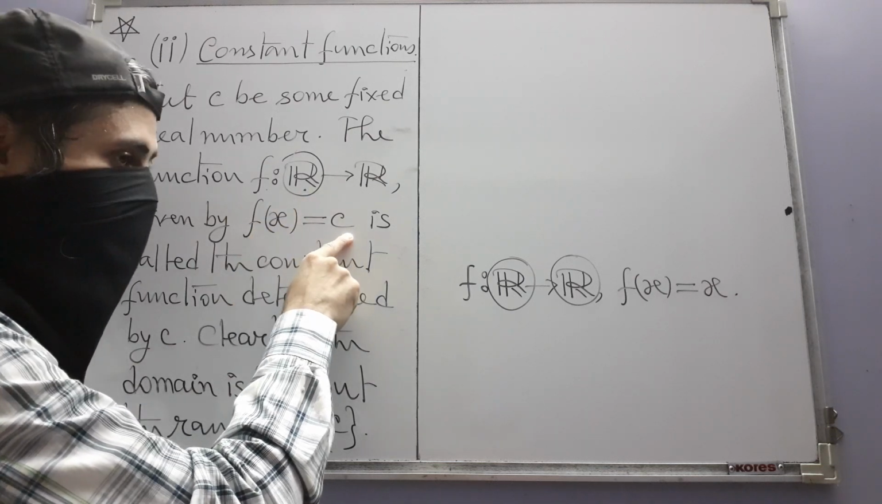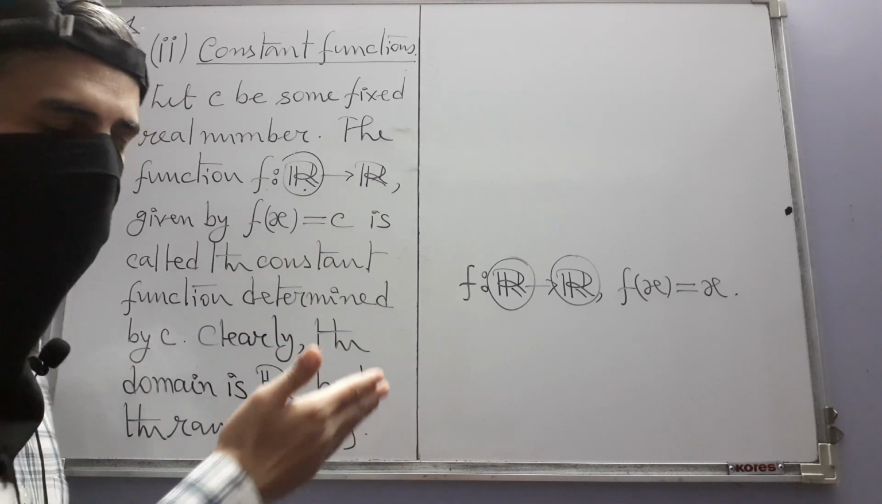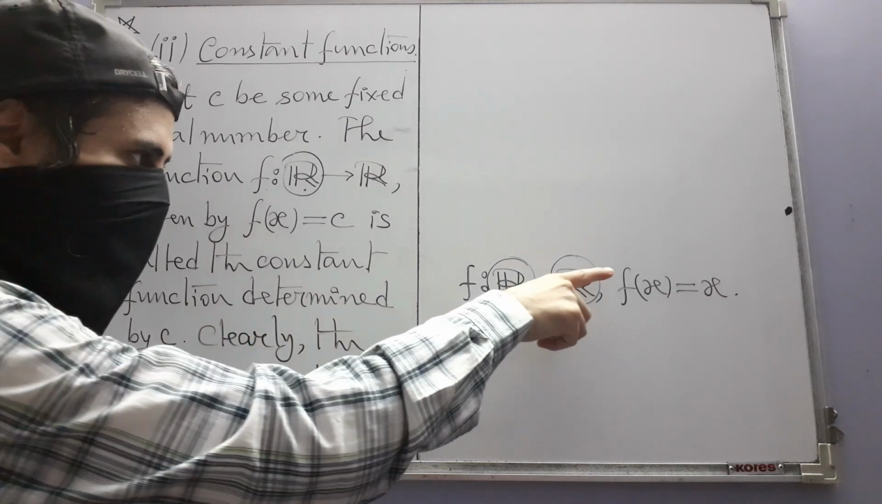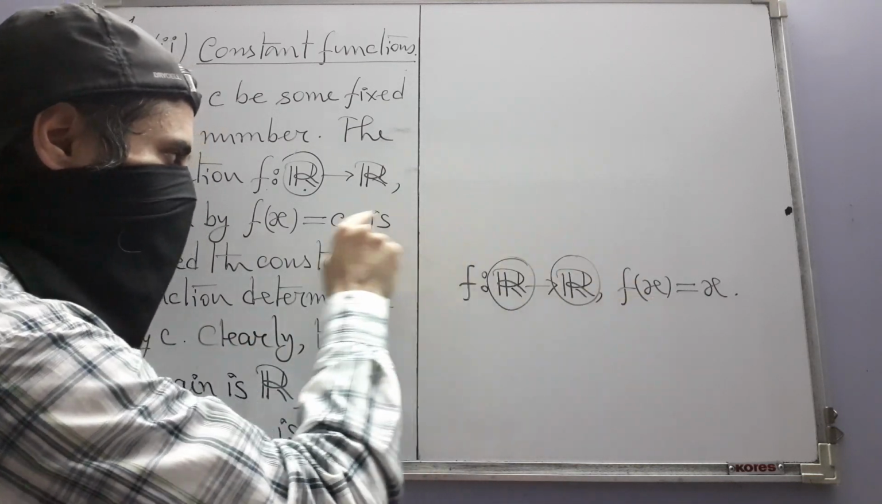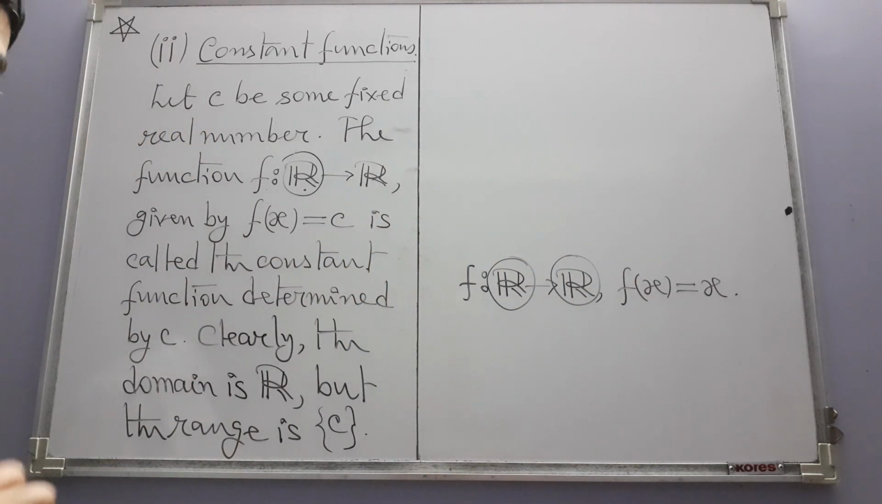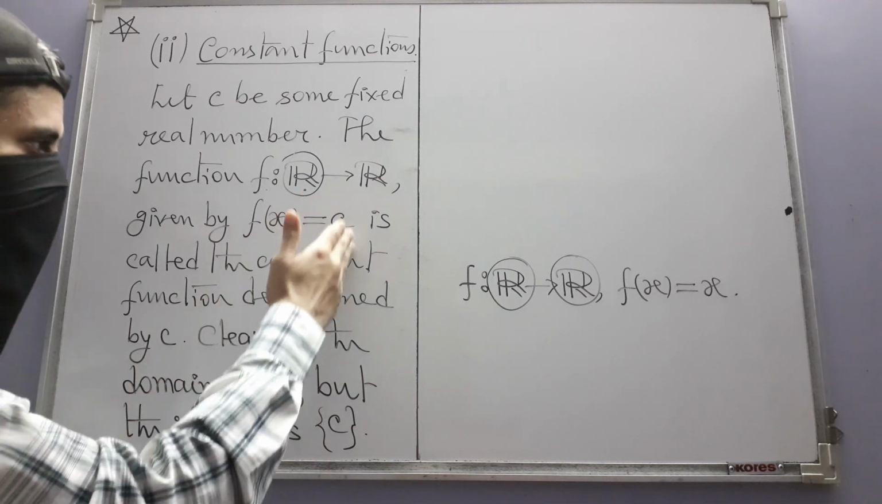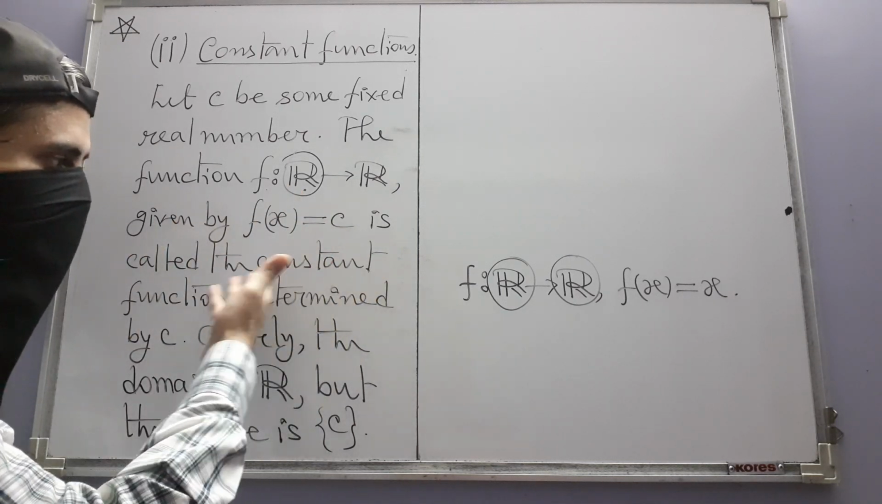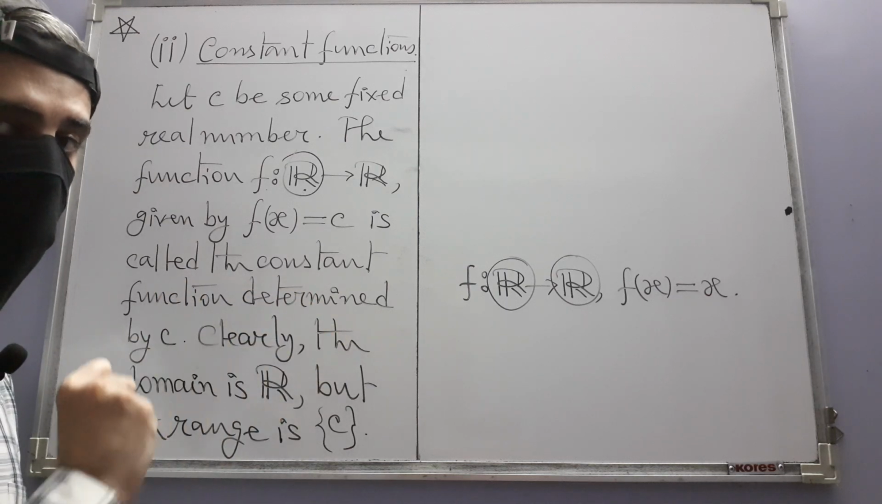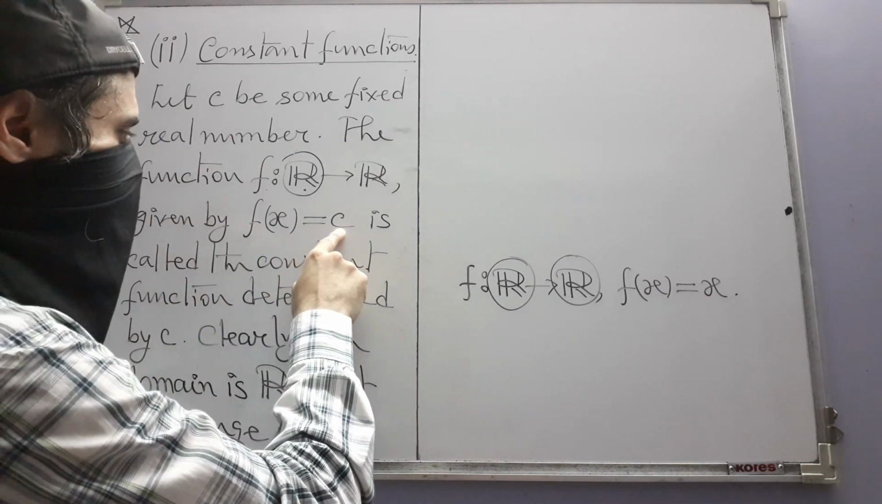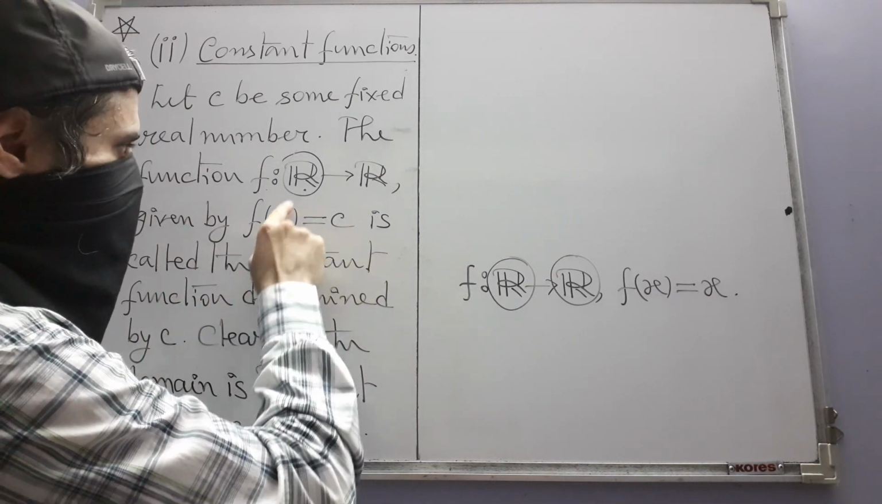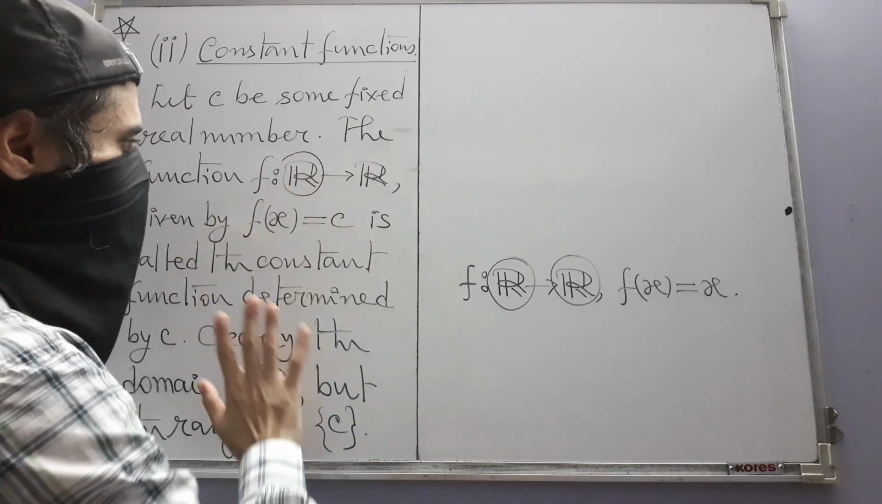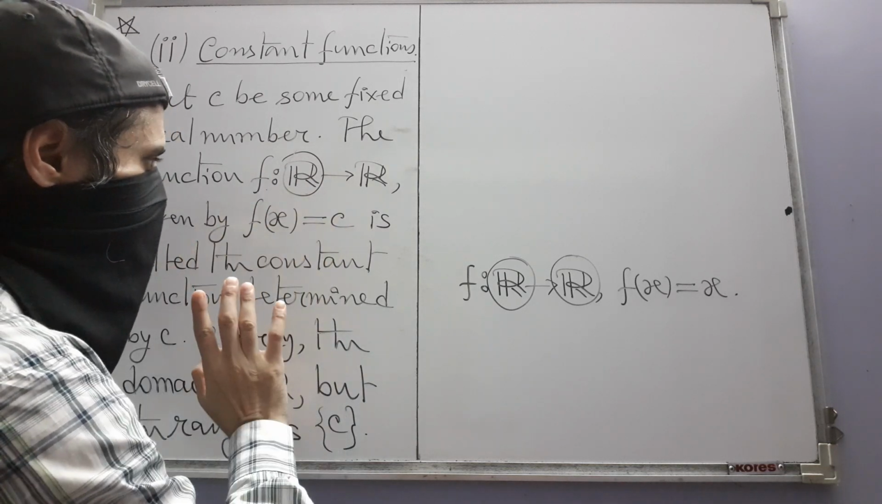And what is the output? The output is c, which is not changing. Here it's changing for every input, here it's not changing. And that is why this constant nature gives us the name constant function. Fine, so there is no problem in choosing any x from R. So R is the domain.